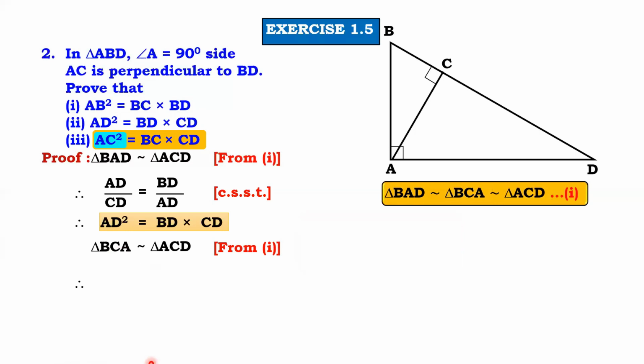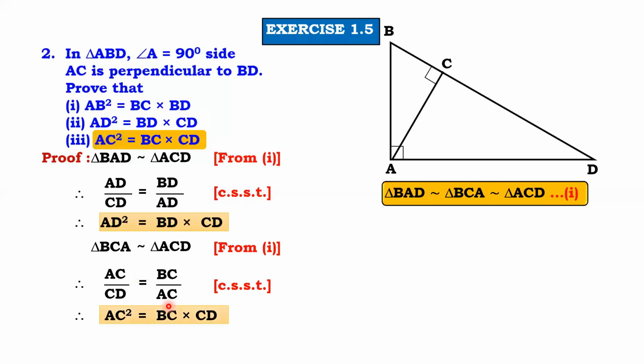So if we consider AC, corresponding side is CD. So AC upon CD is equal to, we have done with AC, we have done with CD. What is left? BC. Now if we consider BC, corresponding side is AC. So BC upon AC. Corresponding sides of similar triangles. Cross multiply. So if you do cross multiplication, AC into AC will become AC square is equal to BC into CD. And this is the third part.